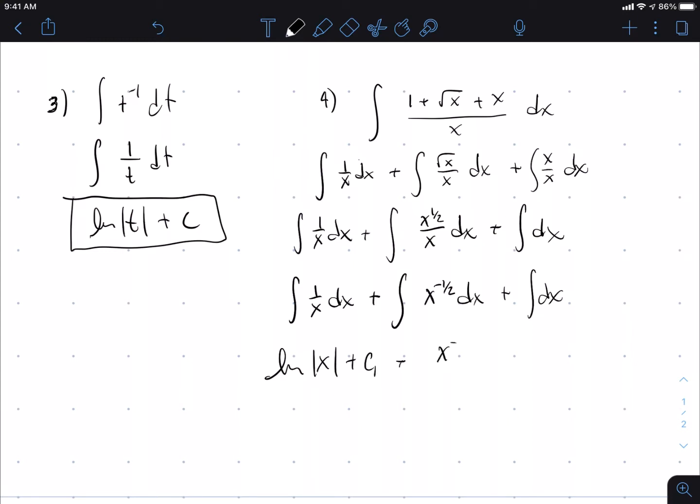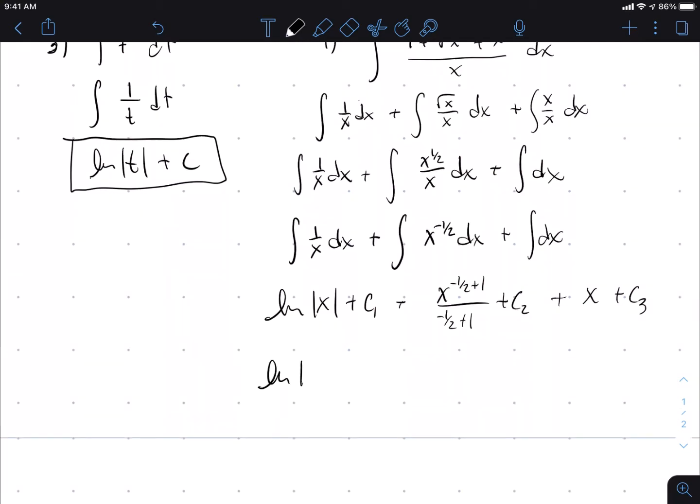This one then is going to be x to the negative 1/2 plus 1 over negative 1/2 plus 1 plus some constant. And then this one's going to be x plus some other constant. Are we all okay with that? Yes. Then I'm going to get ln of the absolute value of x plus this will become 2x to the 1/2 power plus x plus some constant c. Right? And if we want to write it pretty, we could change that x to the 1/2 to square root of x.